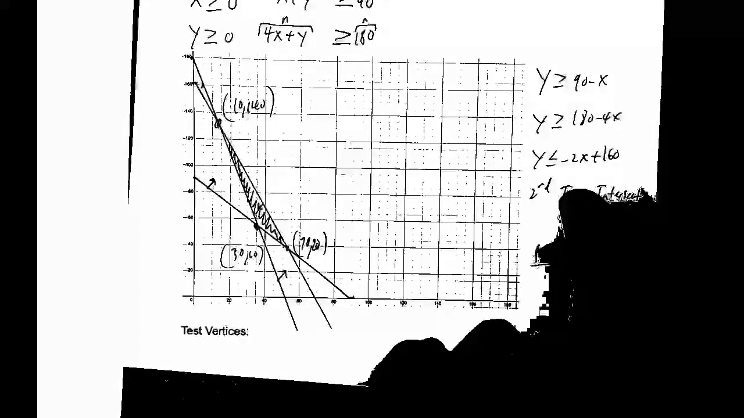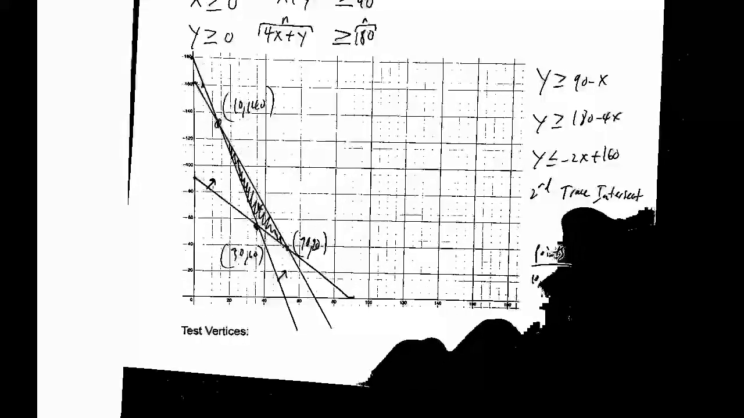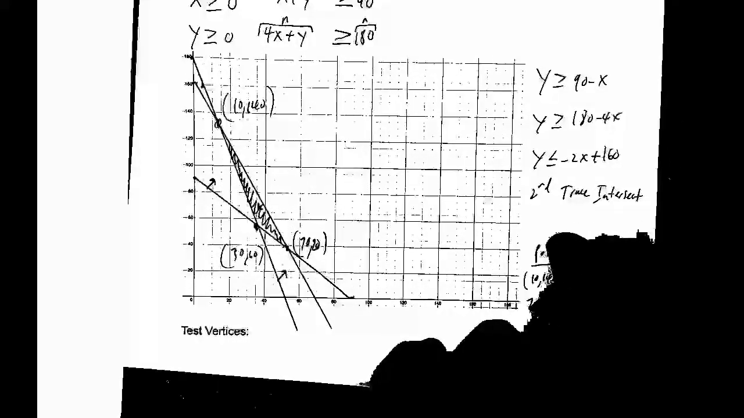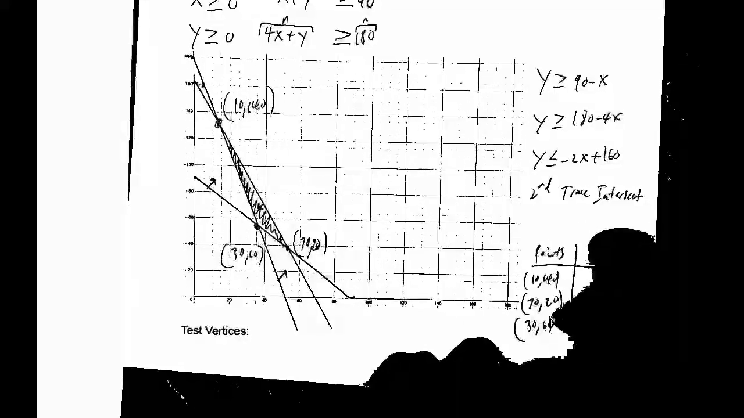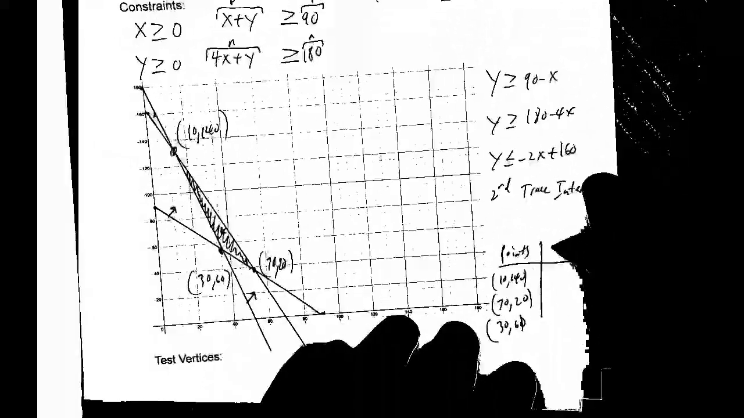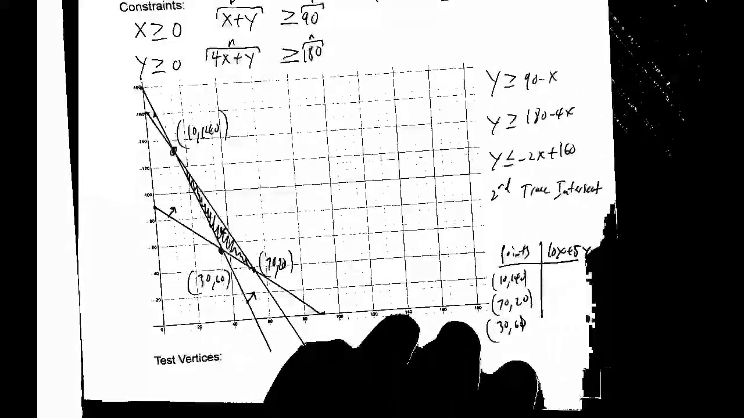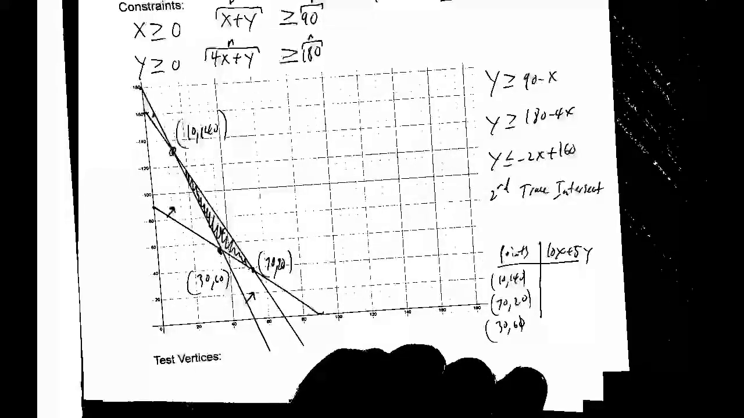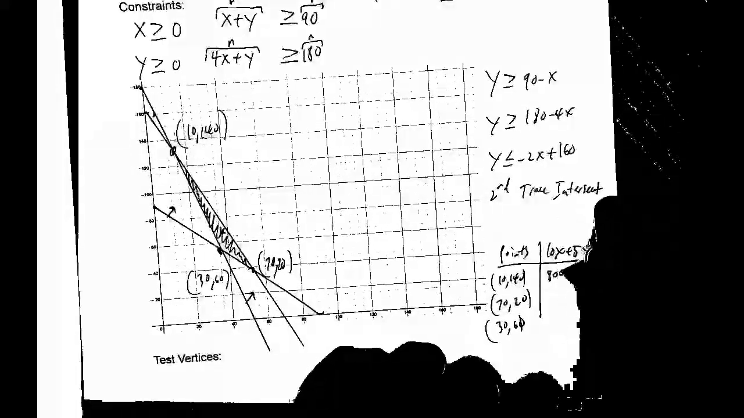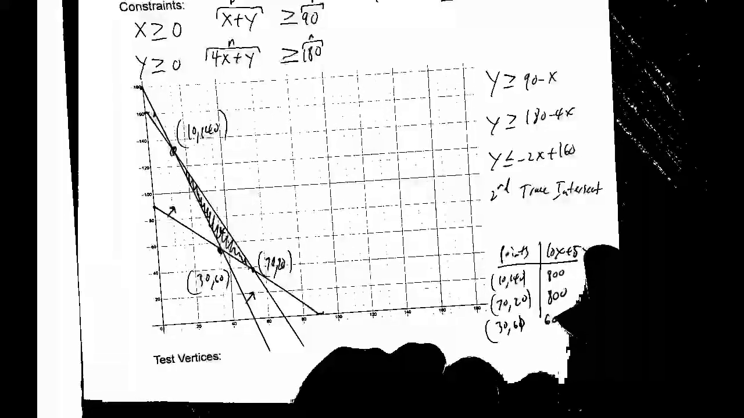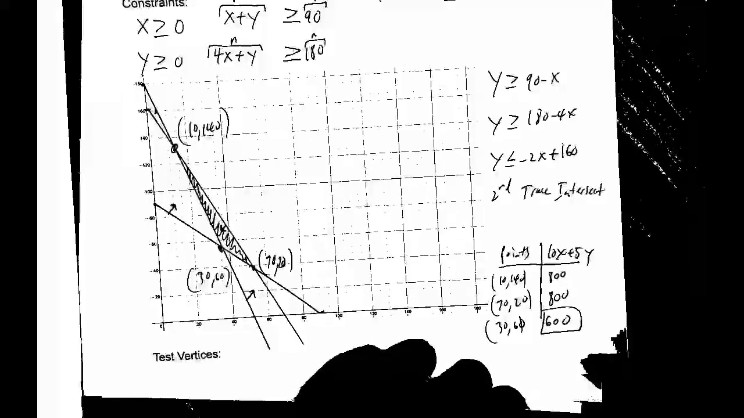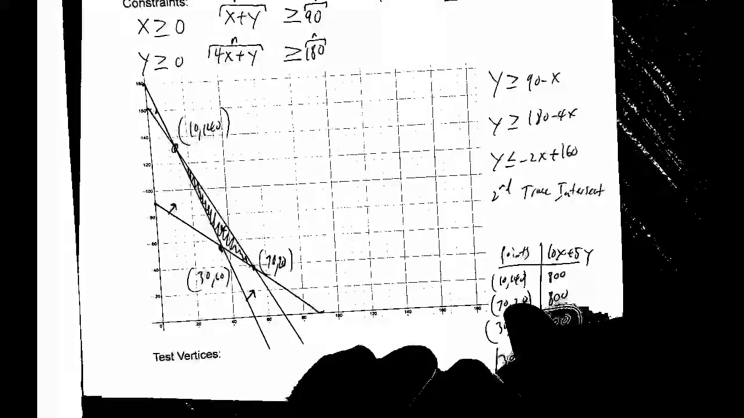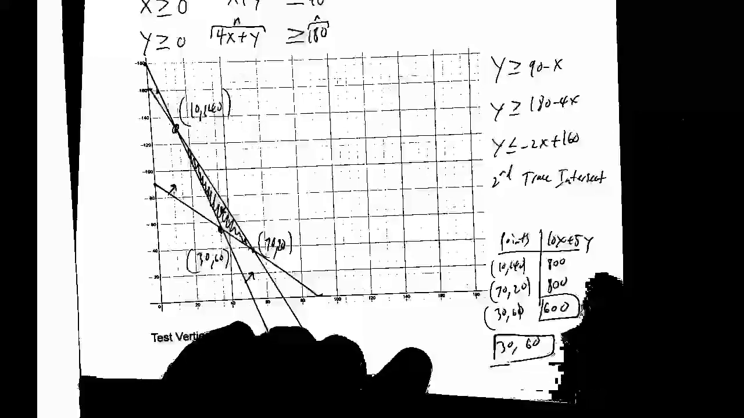All right? Now we're going to test the points. So we have 10, 140, 70, 20, and 30, 60. And we're going to plug those into our original, the master equation, the objective equation, 10x plus 5y. Okay, we plug them in, we're going to get 800, 800, and 600. Remember, the question is asking for the minimum, so this would be my minimum. So 30, 60 would minimize costs, and that's your answer.